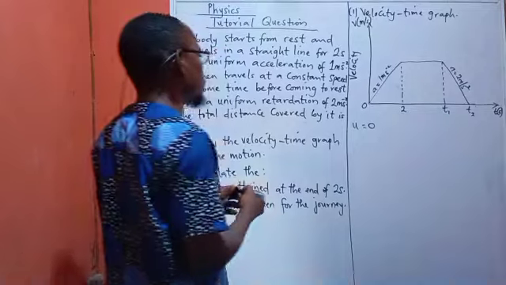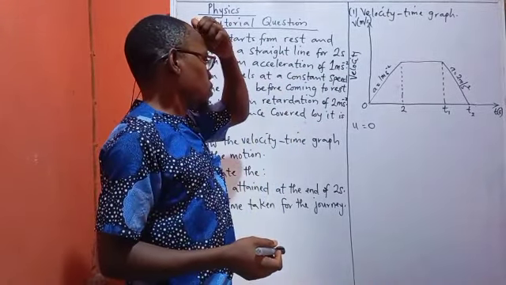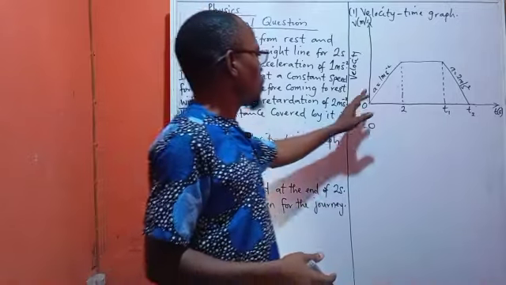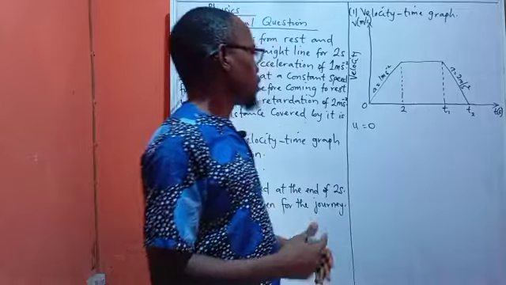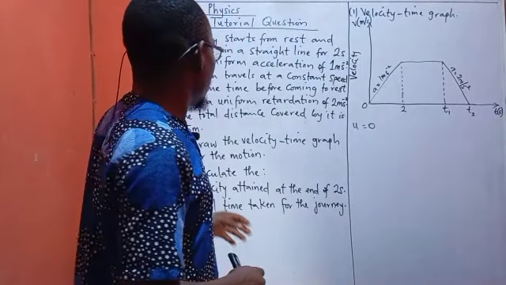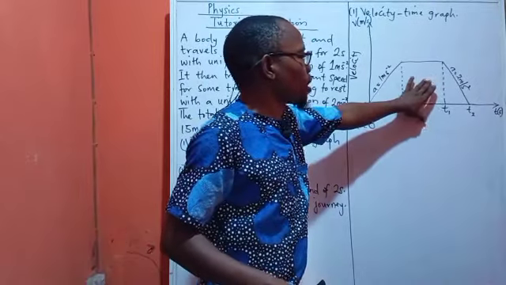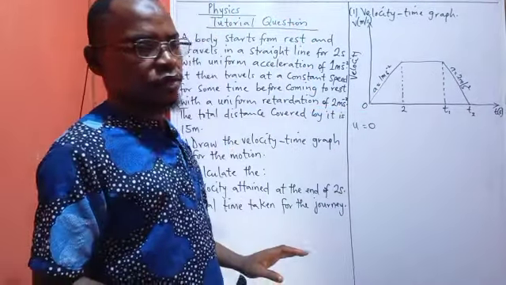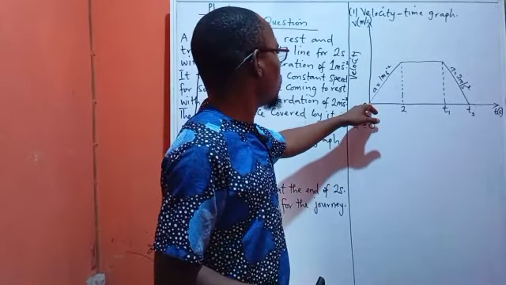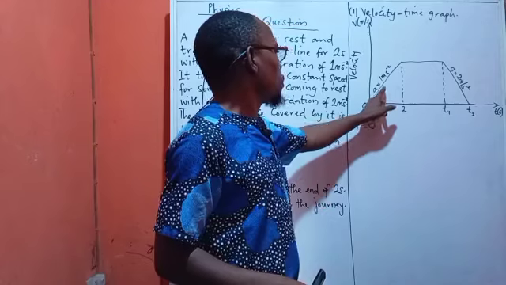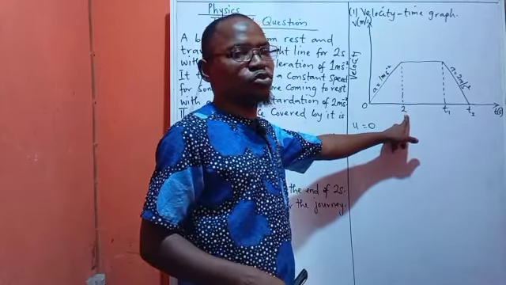We are not given the time it used for the retardation, but we are given the acceleration. We are also given the retardation. Okay, all right. So for this question now, this is how the velocity time graph will look like. A body starts from rest, which means from the origin, and it accelerates with 1 meter per second square for 2 seconds.